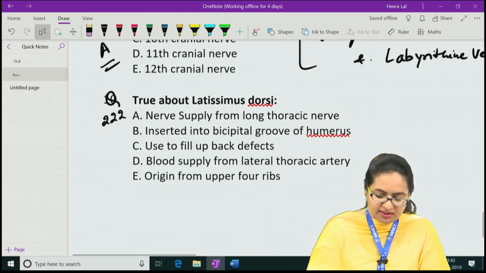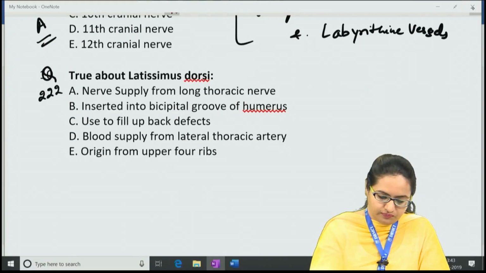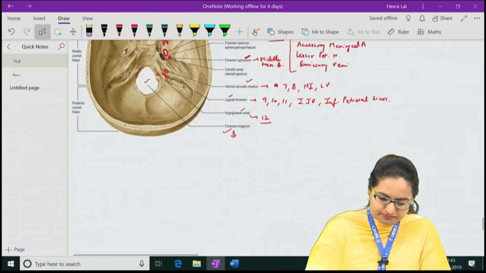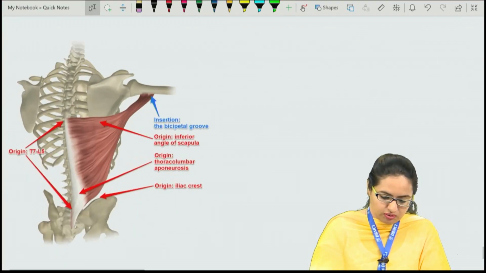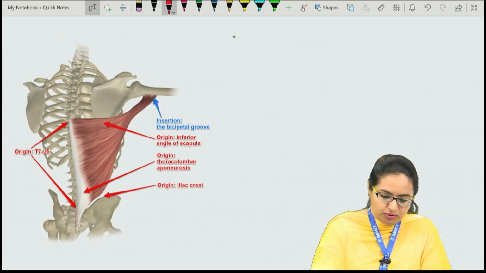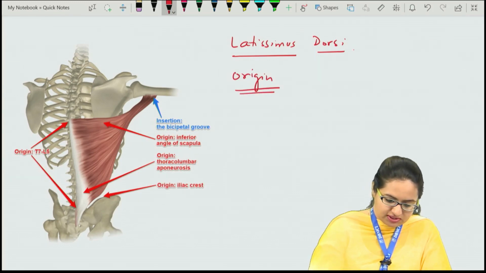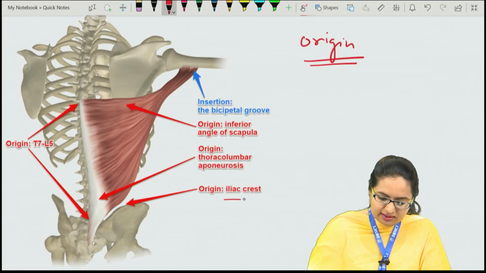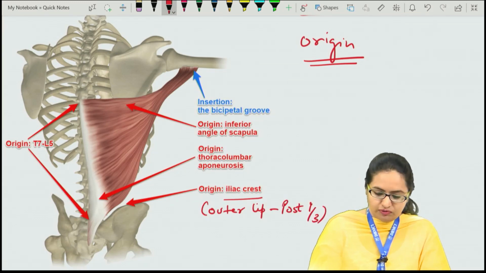The next question is regarding the latissimus dorsi. This is a muscle of the back, and it is a major muscle present towards the lower back. If we talk about the origin of this muscle, it arises from the iliac crest, and in the iliac crest it arises from the outer lip, the posterior 1/3 part of the outer lip.